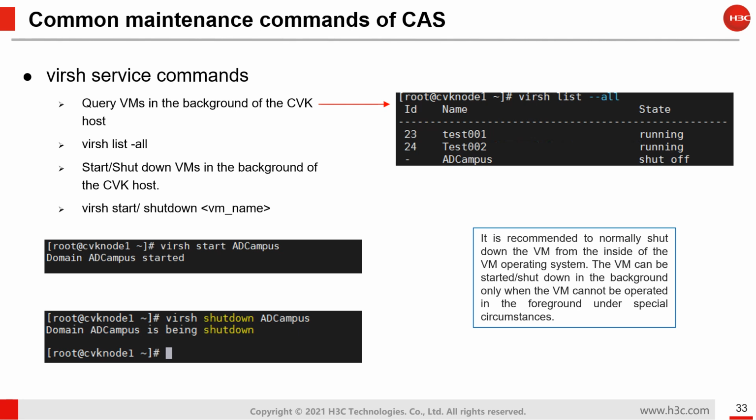But I need to explain it is not recommended to shut down this way. You are recommended to shut down the VM normally from inside the VM operating system. The VM can be started or shut down in the background only when the VM cannot be operated in the foreground under special circumstances.